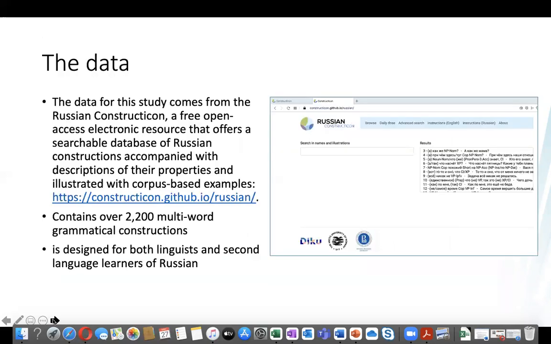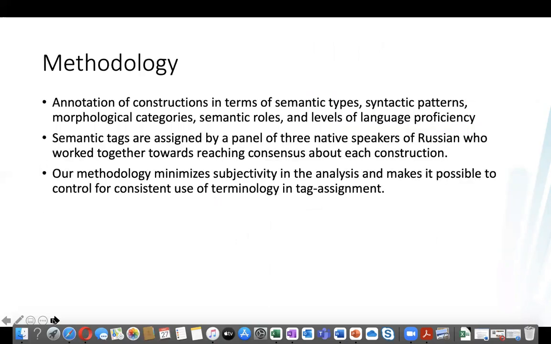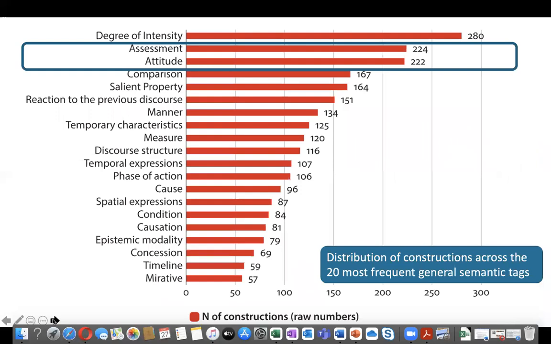Our data comes from the Russian Constructicon. You're going to see a lot more about that otherwise today, so I won't go into that. And I just want to mention that the methodology was not something entirely idiosyncratic, but rather was carried out by a whole group of people in order to minimize subjectivity. So here's a graph now of the 20 largest general semantic tags, if you will. So these are 20 networks of constructions. And the two that we will be looking at are assessment and attitude.